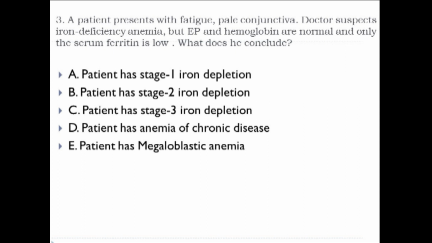Question 3. A patient presents with fatigue and pale conjunctiva. The doctor suspects iron deficiency anemia, but the erythrocyte protoporphyrin and hemoglobin are normal, and only the serum ferritin is low. What does he conclude? Pause here and select your answer. At this stage, you could conclude that the patient is suffering from a stage 1 iron depletion that could be confirmed by actually measuring serum ferritin.